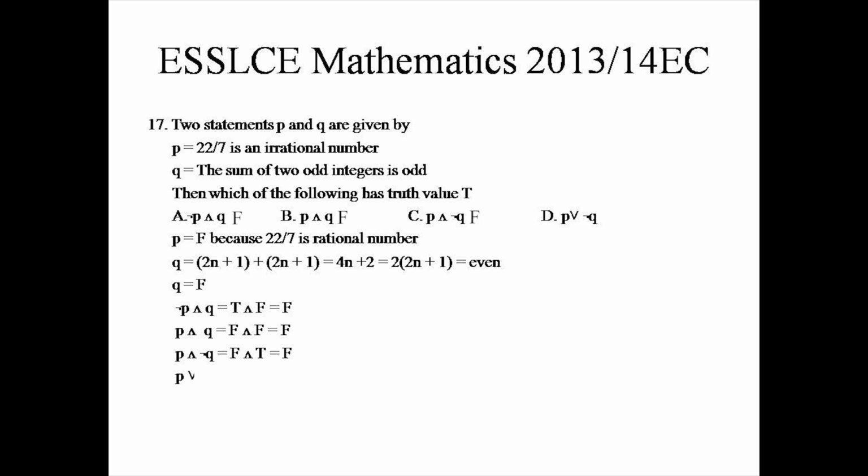P or negation of Q: P is false, or negation of Q is true. False or true is equal to true. Choice D has a truth value of true. Thus the correct answer is choice D.